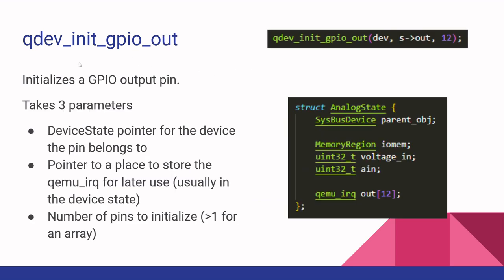The other function we have is QDev init GPIO out, which initializes a GPIO output pin. It also takes 3 parameters, 4 if you are going to name it. It has the device state pointer for the device that you're creating the pin for again. It has a pointer this time to a location in memory, and then the number of pins to initialize. This time we're using an array, so s out we have here. So we're saying, hey, create 12 GPIO pins and put them in this array so we can use it later when we want to raise or lower them using those functions from before.